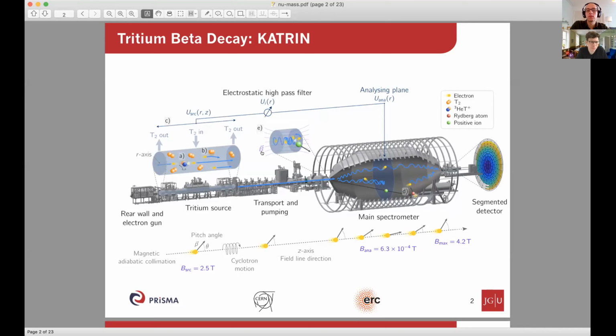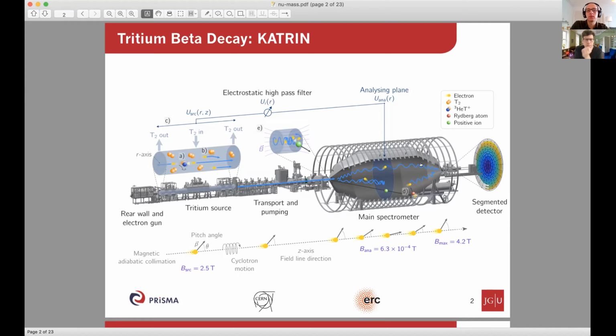Then the electrons coming out are passed through a pre-spectrometer and then through the main spectrometer. The way the spectrometer works is, there is a magnetic field, which forces the electrons to travel along the magnetic field lines. And there is an electric field, which slows them down. The electric field is adjusted in such a way that only the electrons whose energy is nearly maximal, very, very close to the endpoint of the spectrum, have enough energy to traverse the electric field. The others are stopped and lost inside this big vessel here.